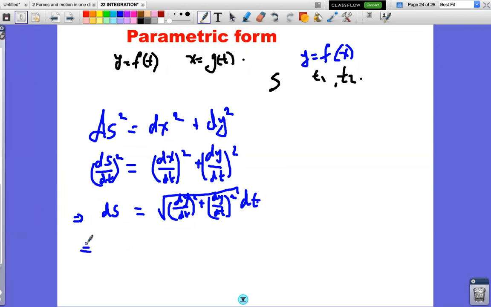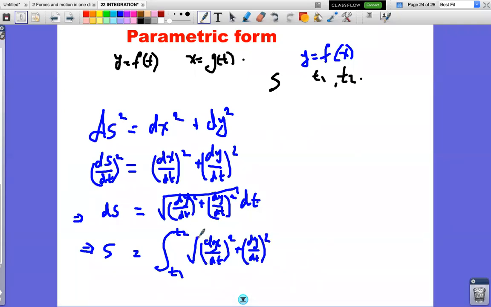So your s here will be the integral from t1 to t2 of the square root of dx on dt squared plus dy on dt squared dt. So this will be the formula you should use if your curve is given in parametric form.